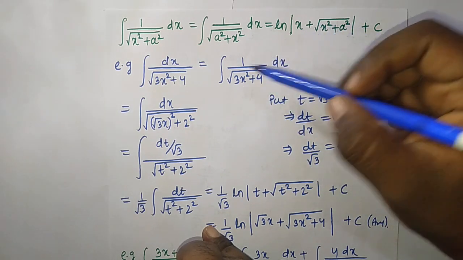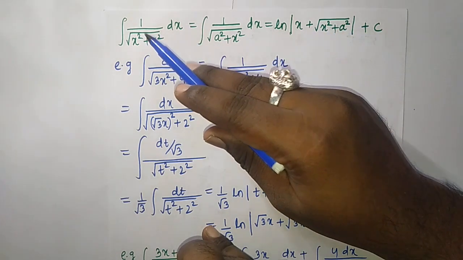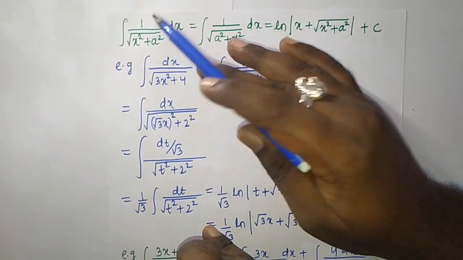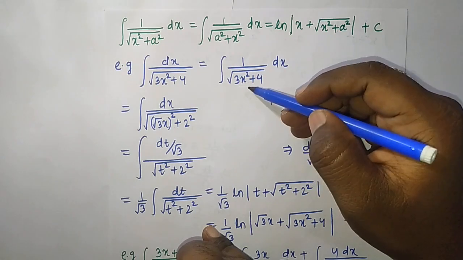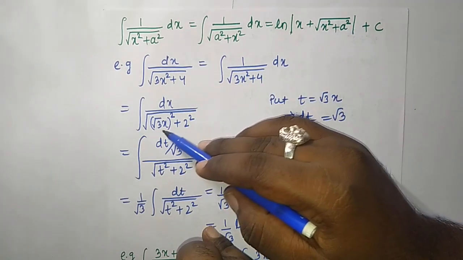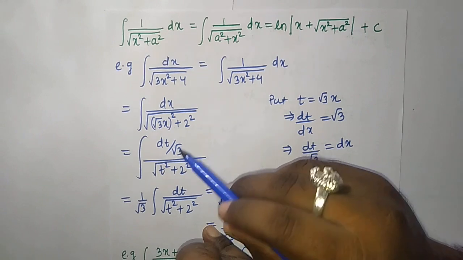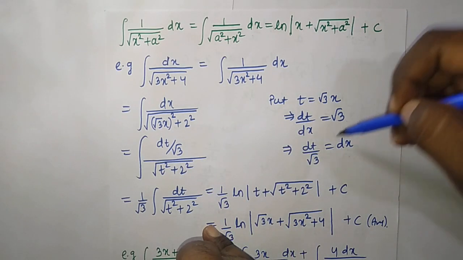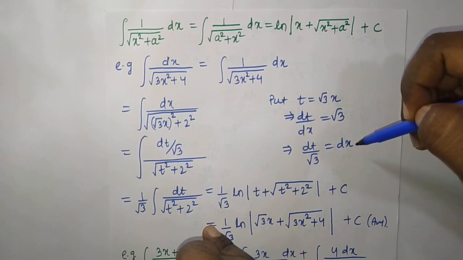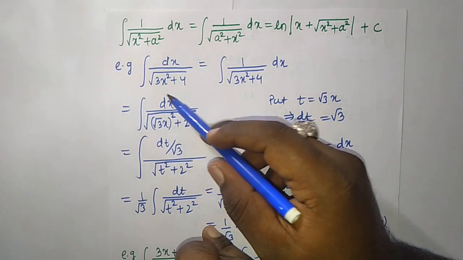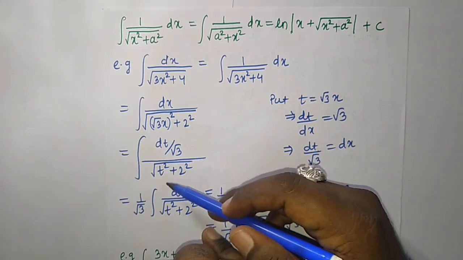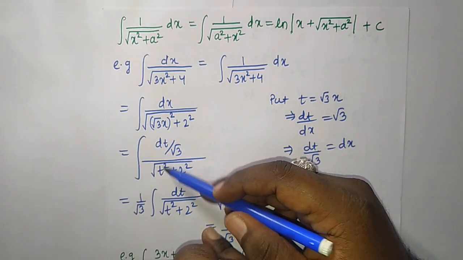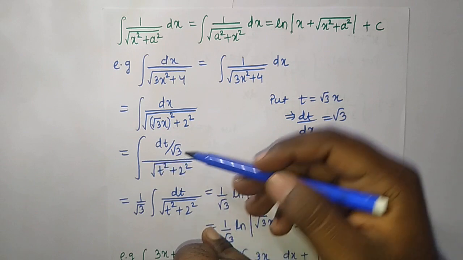Now you can easily see the given example is in this form. Now 3x square can be written as root 3x whole square, like the previous example. Now put t as root 3x, then dt by dx is root 3, and dt by root 3 is equal to dx. Put it here. In place of dx I have put dt by root 3, and in place of root 3x I have put t, so it becomes t square plus 2 square, and the root over was already there.